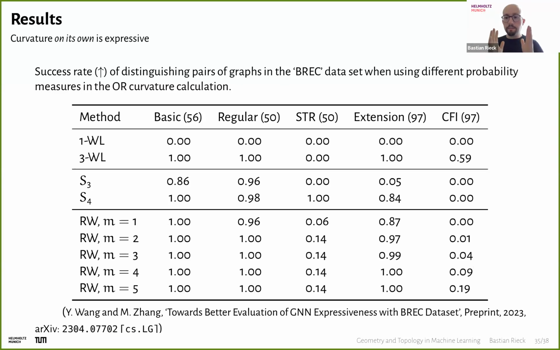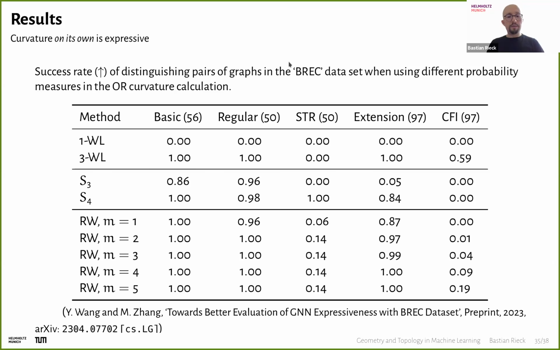And this already brings me actually to the results of what we can do with this, because one of the things that we observed here is that already the curvature on its own is very expressive. It's a very expressive property or invariant of a graph. We use this to distinguish between different types of graphs that we know to be non-isomorphic, and we check whether other methods can also do the same. And in this data set, known as the BREC data set, which was specifically designed to make the comparison of graph expressivity a little bit harder in practice.